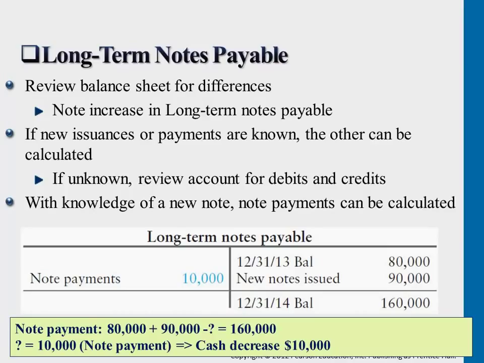So overall, what you would see on statement of cash flow is new notes issued plus cash $90,000. Minus cash $10,000 for any notes that we paid off.